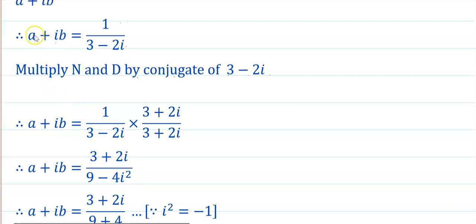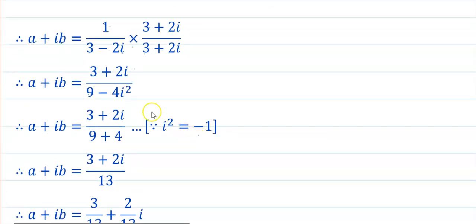And hence you are getting a plus ib is equals to 1 upon 3 minus 2i into the conjugate, which is 3 plus 2i. 1 into 3 plus 2i is 3 plus 2i. Next, a minus b into a plus b, then what will you get? a square minus square of this, that is 4i square. But what is i square? i square is minus 1.